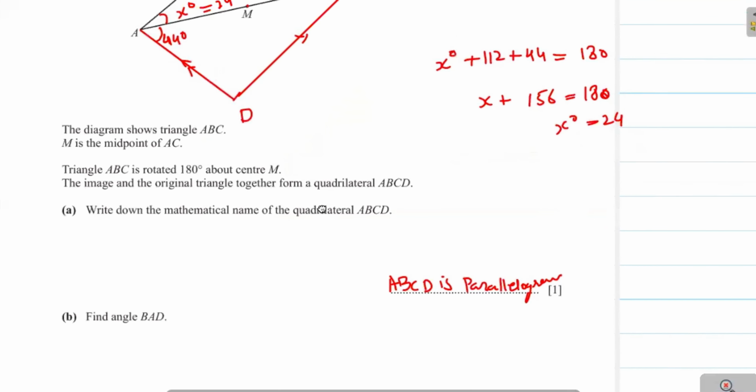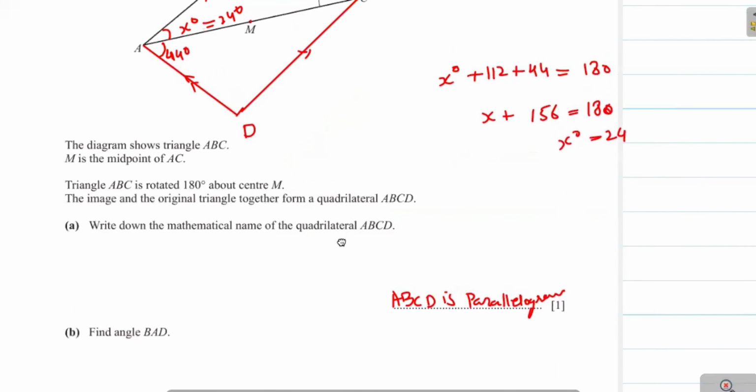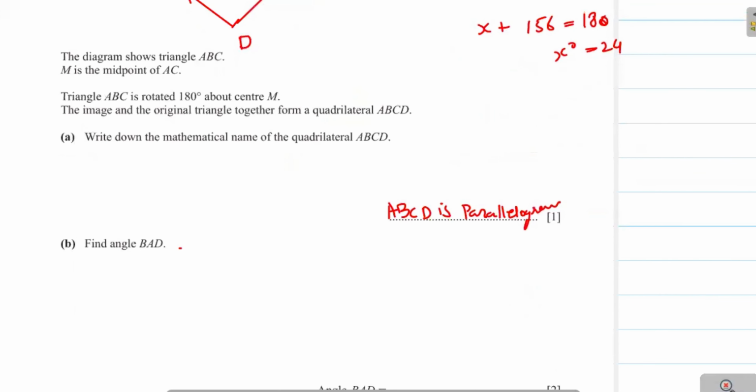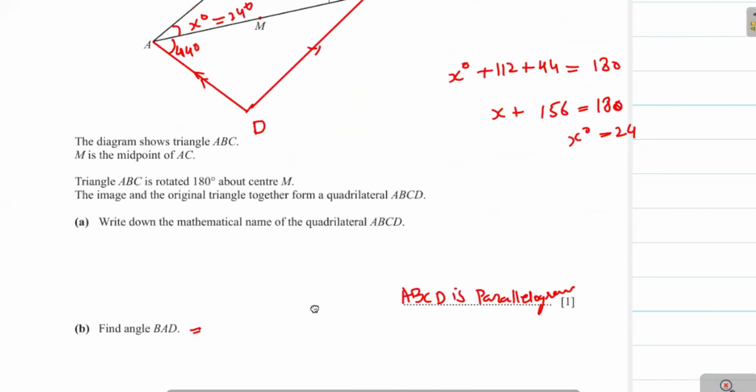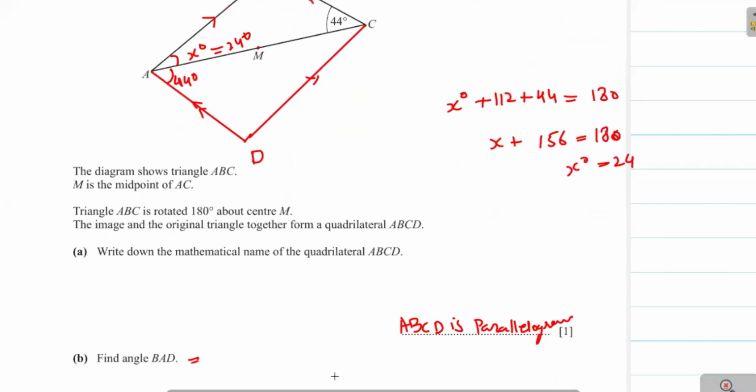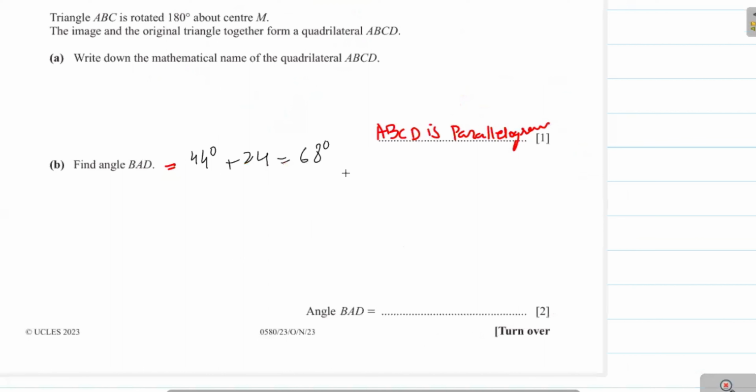Angle BAD becomes 44 plus 24. The angle BAD, you see here, this is the angle BAD, and that is equal to 44 plus 24. And this equals 68 degrees, and this is the answer. Now we move to the next question of this paper.